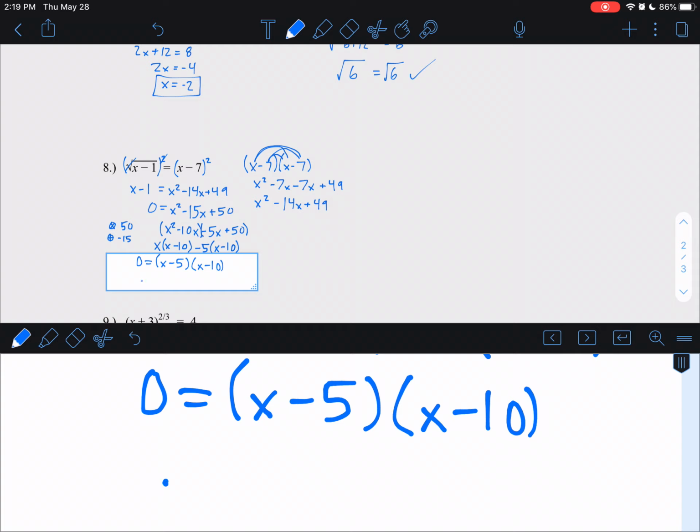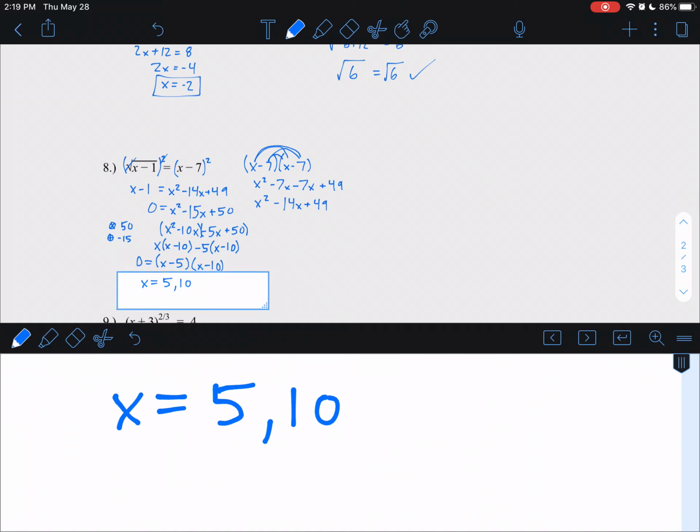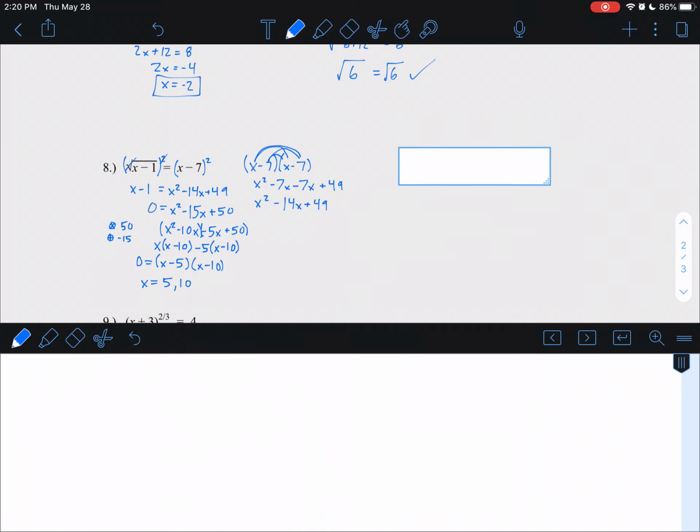So now, to solve for x, I need to set each of these equal to 0 independently. If x minus 5 equals 0, that means x equals 5. And if x minus 10 equals 0, well, x is 10. So I got x equals 5 and x equals 10. But we need to check both these solutions, just like what we did with the last ones. So we need to check 5 and 10 and see which one works, if any. Sometimes both will work, sometimes neither will work, sometimes only one will work.